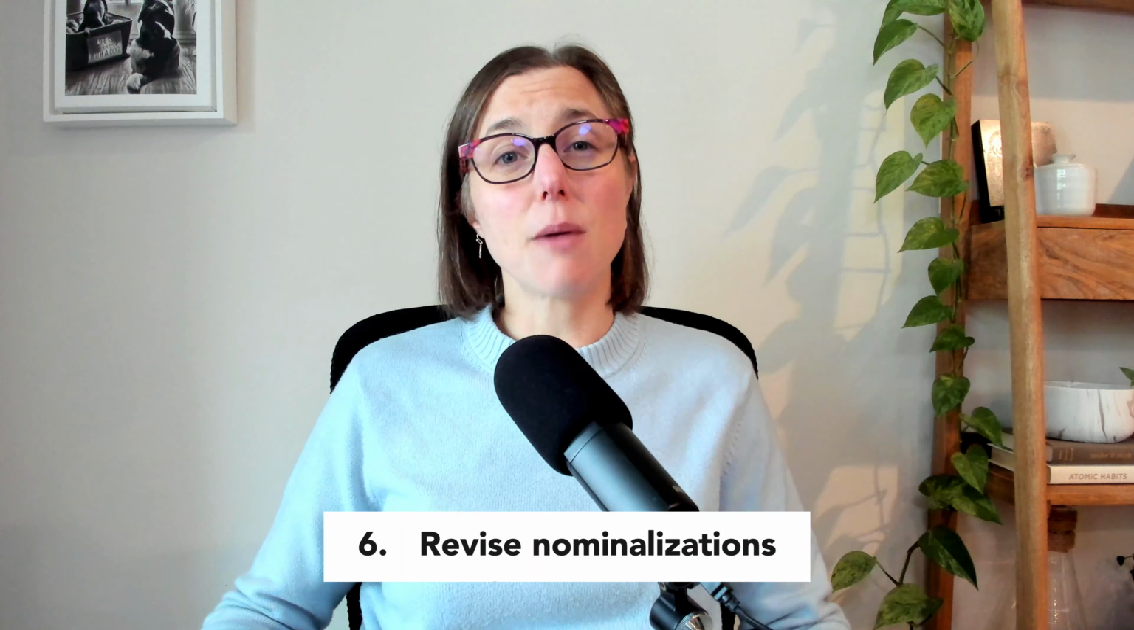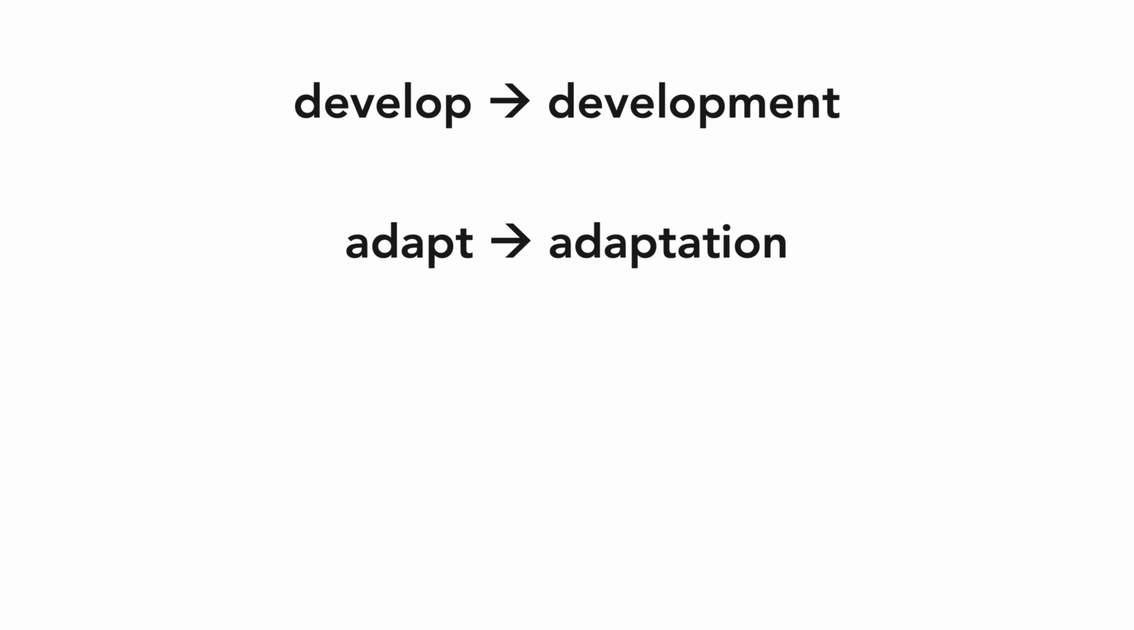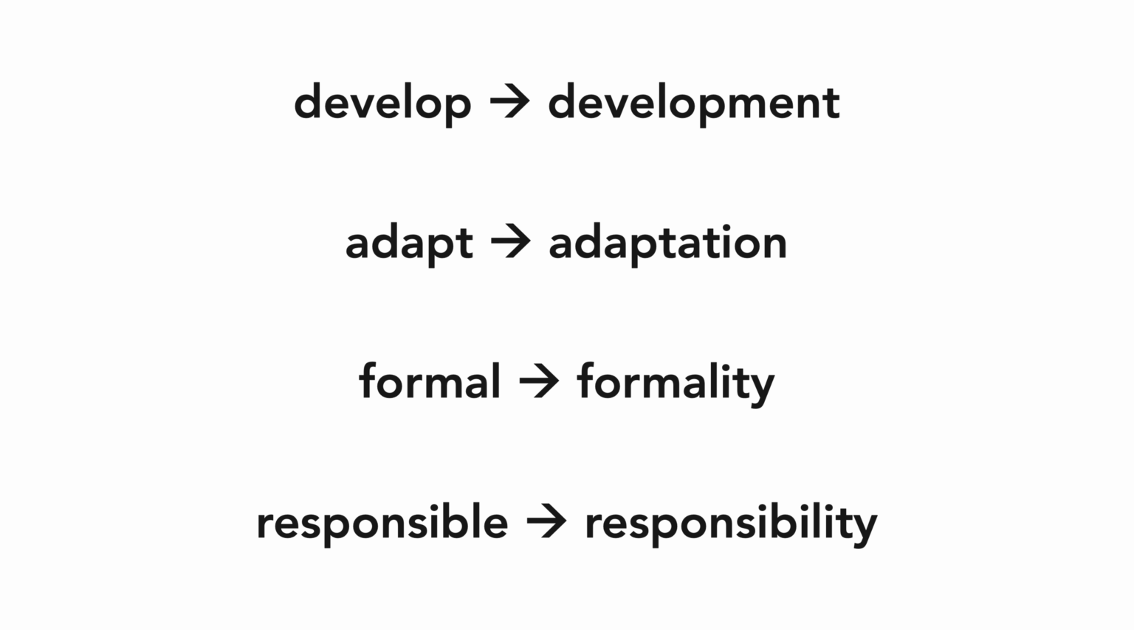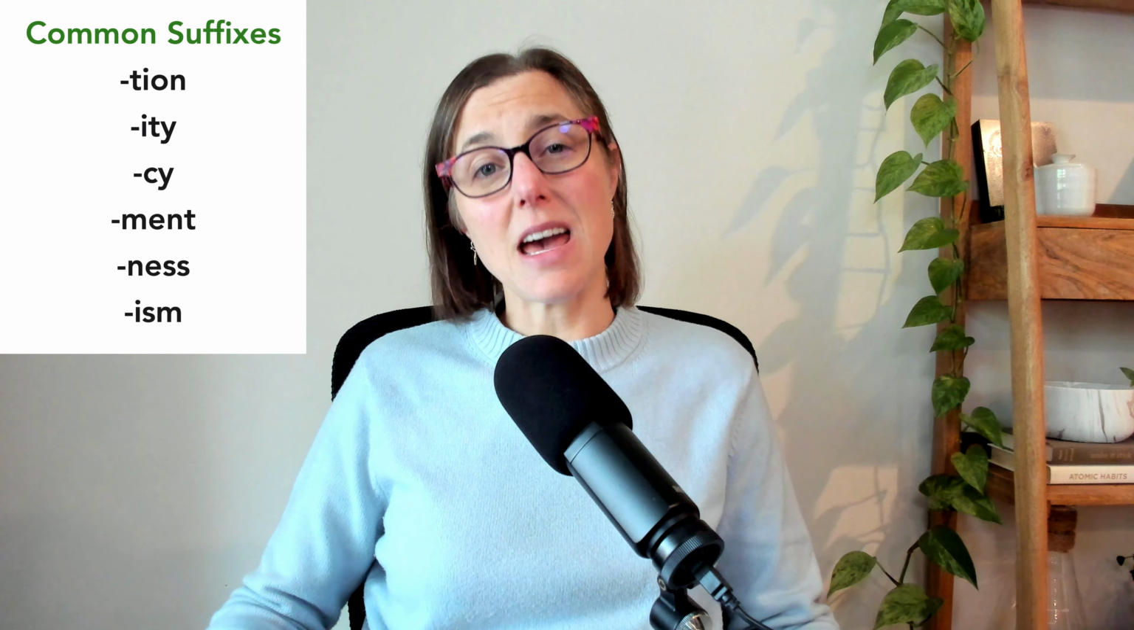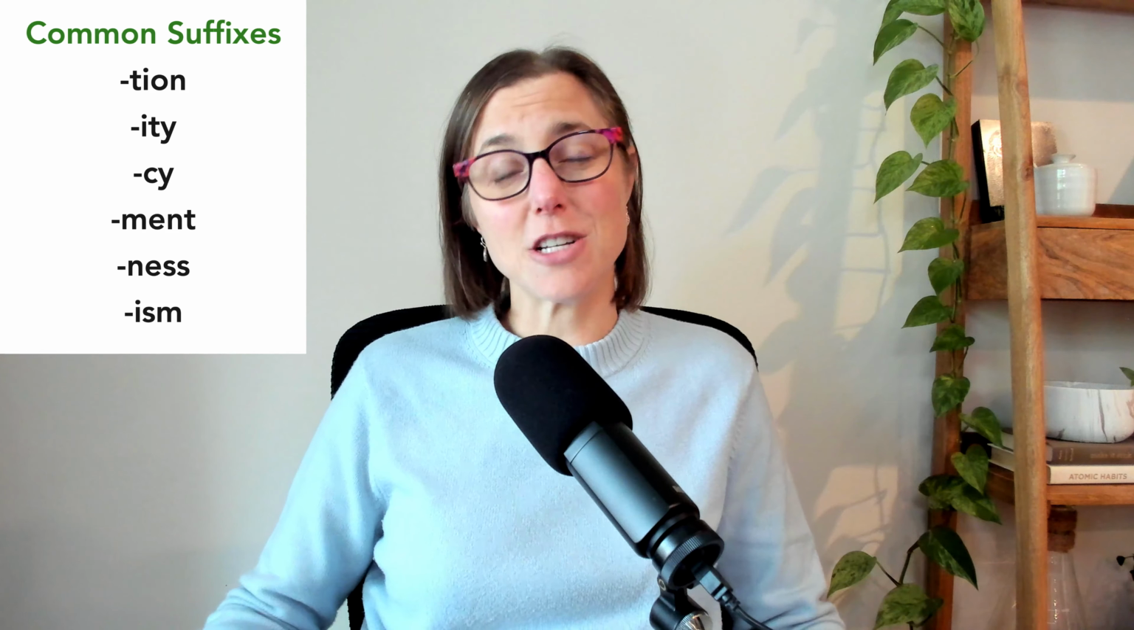Another way to cut words is to revise nominalizations. Nominalizations are when you take verbs like develop and adapt and turn them into nouns like development and adaptation. Or nominalizations are when you take adjectives like formal and responsible and turn them into nouns like formality and responsibility. So basically, you tack a suffix onto the end of a perfectly good verb or adjective to turn it into a noun.